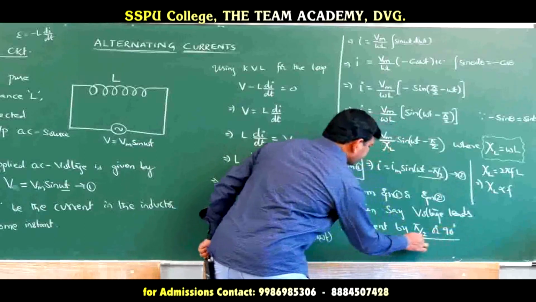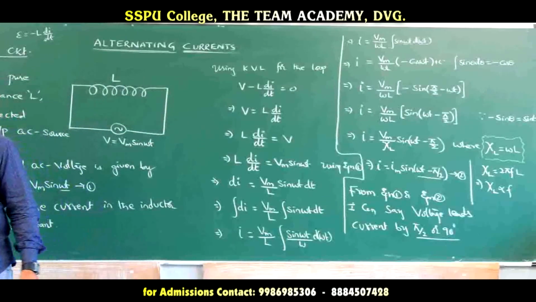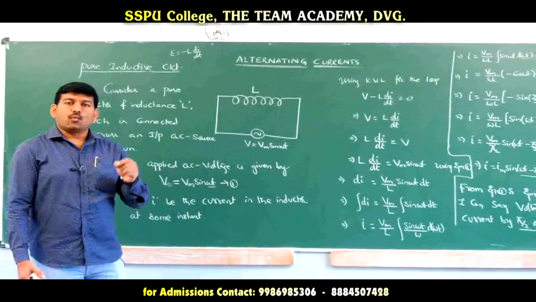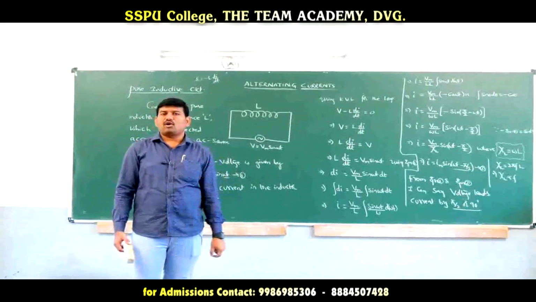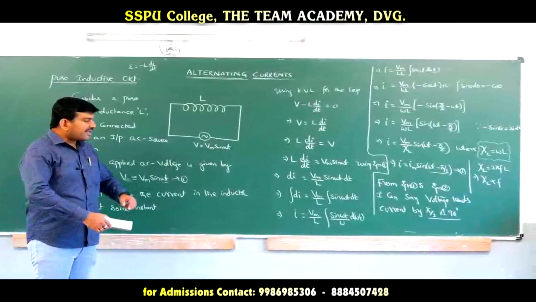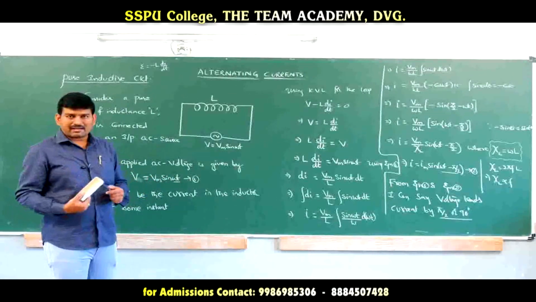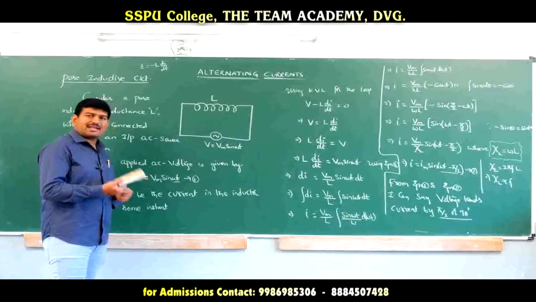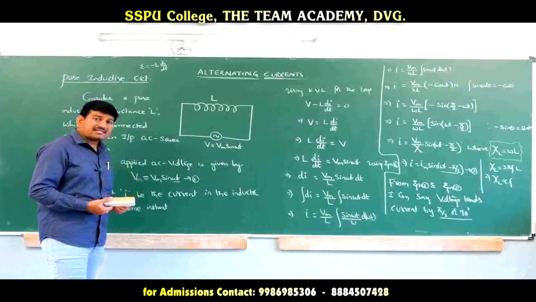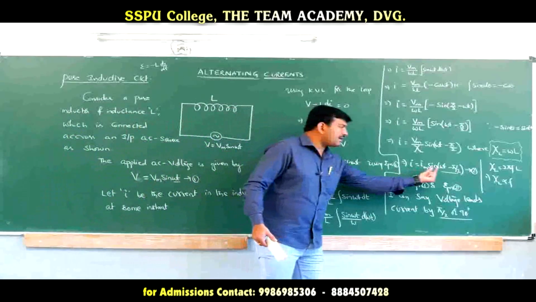Is it clear or not? This is a very, very important theoretical question that they will be asking in the board examination. In a pure inductive circuit, voltage leads current by how much phase? 90 degrees. Answer is 90 degrees. Voltage is leading means current is lagging. One is ahead means the other is behind. Yes or no? So voltage leads current by 90 degrees means current lags voltage by 90 degrees. So how can I say that voltage leads? If you see here, ωt is larger than ωt minus π/2.